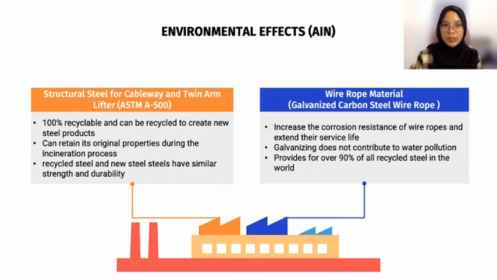The last section is the environmental effect of material. The material used for cableway and twin arm lifter is 100% recyclable and can be recycled to create new products without losing its value. It will be difficult to distinguish between recycled steel and new steel of a comparable type. The other material used is galvanized carbon steel wire rope. Galvanizing does not contribute to water pollution in streams, lakes, rivers or seas. It is one of the most environmentally friendly materials currently accessible and can be fully recyclable when it reaches the end of its useful life.